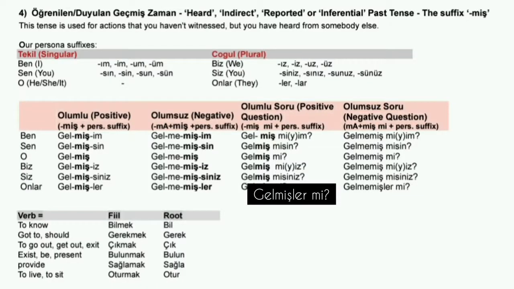So, shall we continue with the mişli geçmiş zaman? We call it mişli geçmiş zaman. The name comes from the suffix we use for this tense, miş, which is also named öğrenilen, duyulan geçmiş zaman. So this tense we use for actions that you haven't witnessed, but you have heard from someone else. So this is indirect, reported past tense.